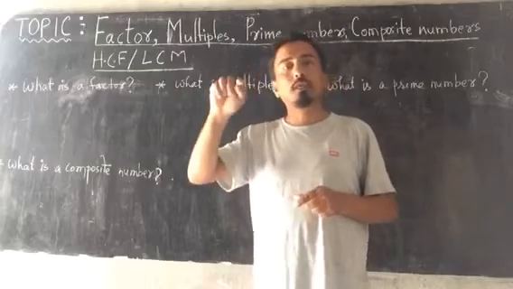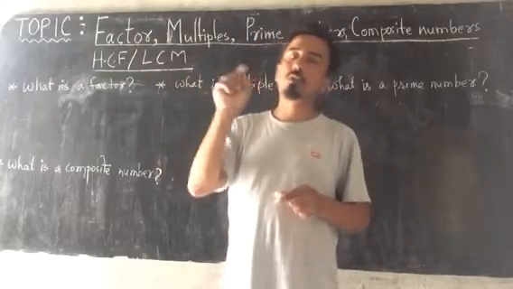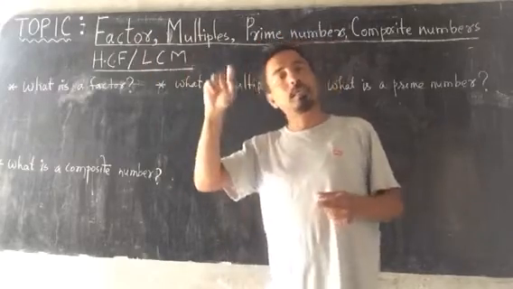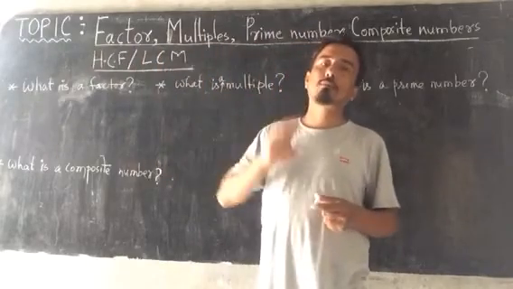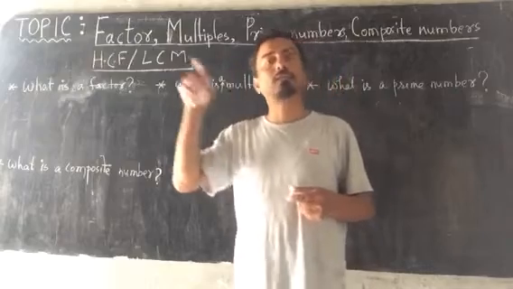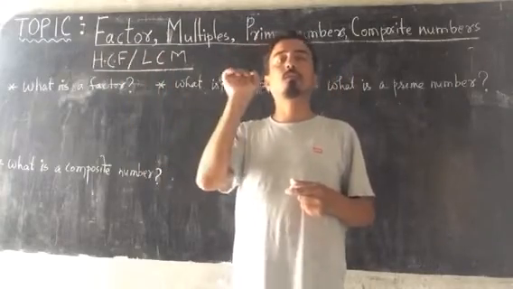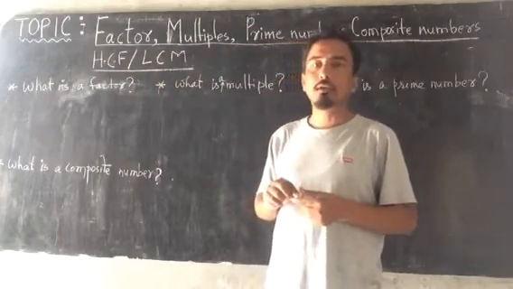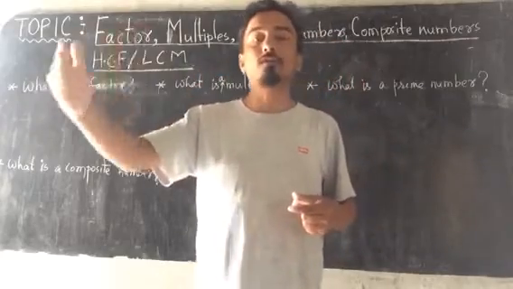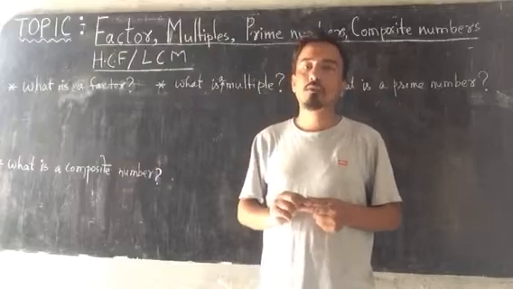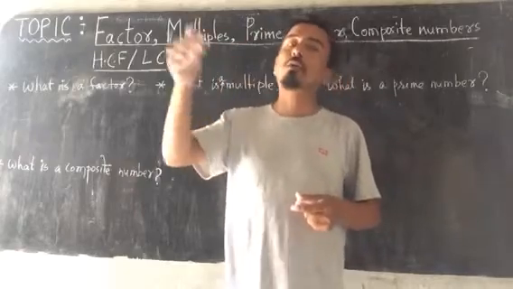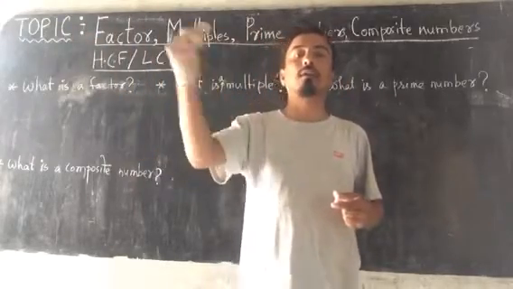Okay. 2 can also divide 12 completely, so 2 is also a factor of 12. 3 can divide it, 3 4s are 12, so 3 is also a factor of 12. 4 can divide 12, 4 3s are 12, so 4 is also a factor of 12. And 6 can divide 12, 6 2s are 12, so 6 is also a factor of 12. And 12 can also divide 12, so 12 is also a factor of 12.